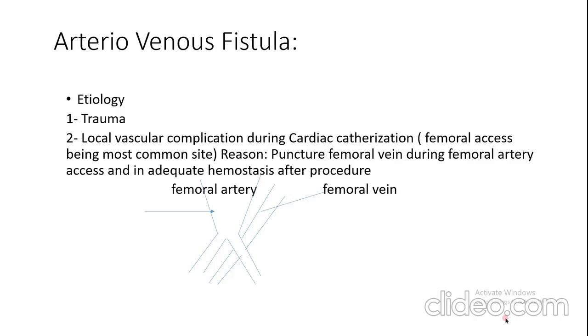What happens is that when the femoral artery is being accessed, sometimes the femoral vein is punctured, and this leads to a communication between the femoral artery and the femoral vein. And if there is not adequate hemostasis, that is the pressure applied after the procedure, this can lead to continuous flow of blood from the artery to the vein due to difference in pressures, which leads to development of AV fistula.